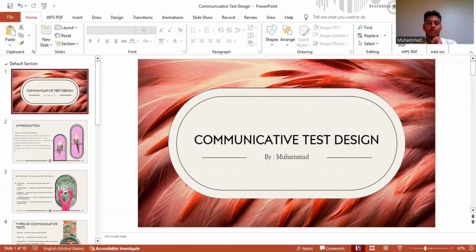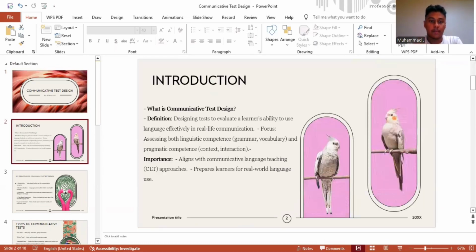Today, our presentation is about communicative test design by Muhammad, and let's start. Introduction. What is communicative test design? Communicative test design focuses on assessing a learner's ability to use a language effectively in real situations. It evaluates not just grammar and vocabulary, but also how well someone can communicate meaningfully in a practical context.